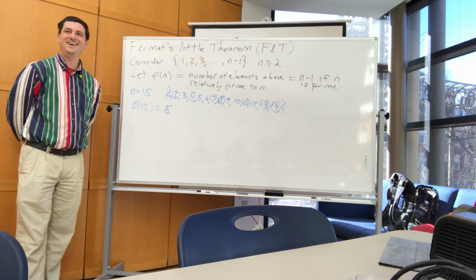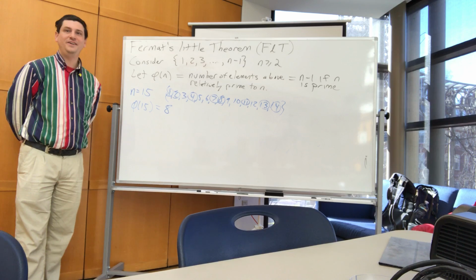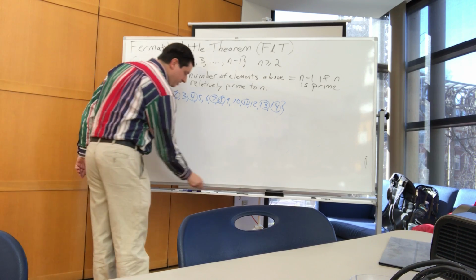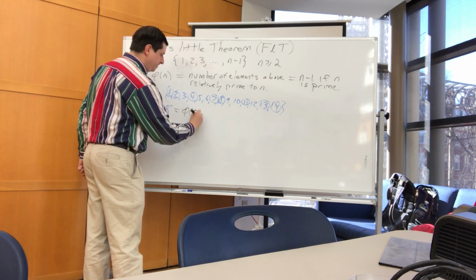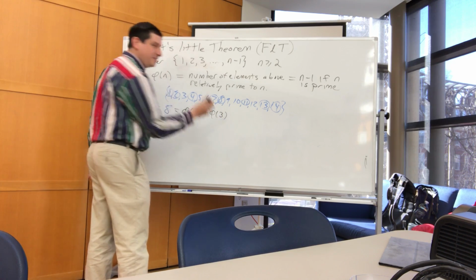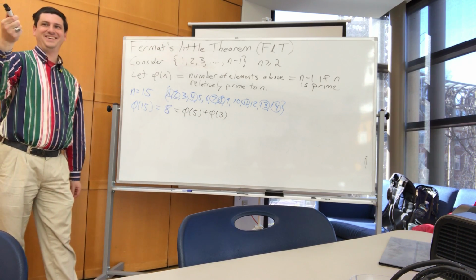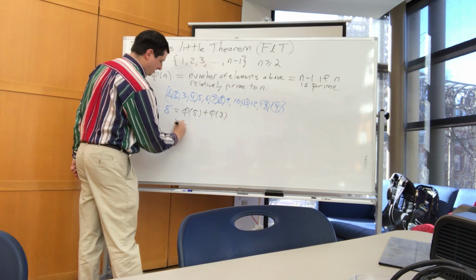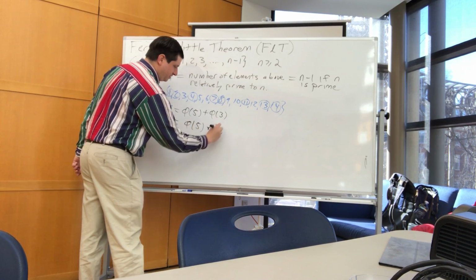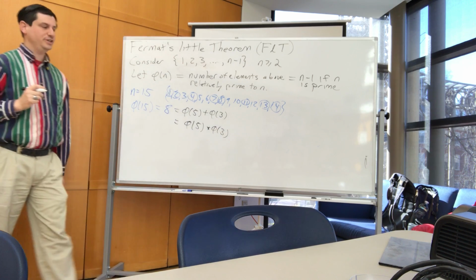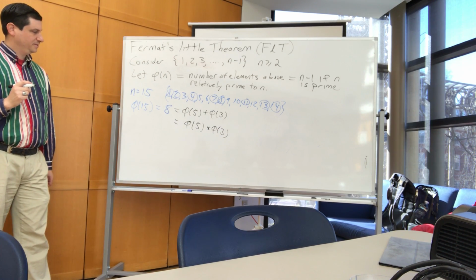Phi of 5 times phi of 3. So that's one conjecture, that this is phi of 5 plus phi of 3. I heard another conjecture, that it's the sum of two distinct primes. I'm sorry, I wrote yours, and now I'll write yours. Do they both work here?